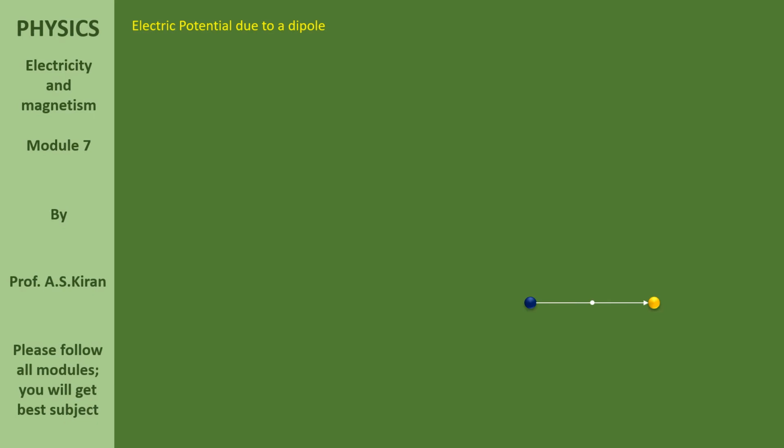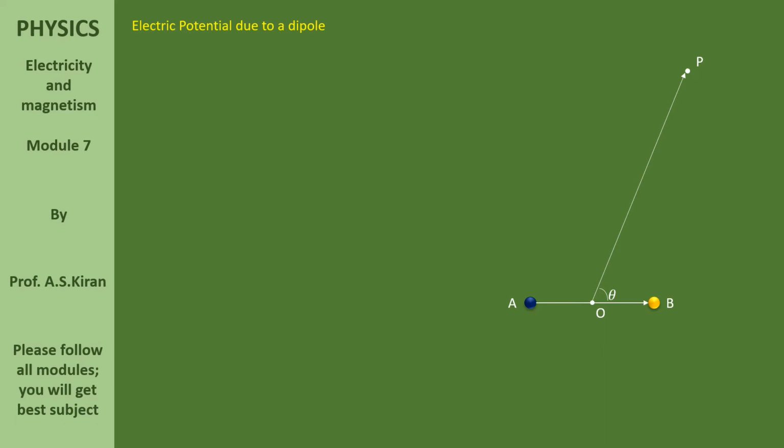As it is a dipole, there is a d vector from the negative charge to the positive charge. There is a midpoint also. Consider a random point. See the diagram carefully. There is a random point, so now we are going to find the electric potential at that random point. There is A, there is B, there is O, there is P.